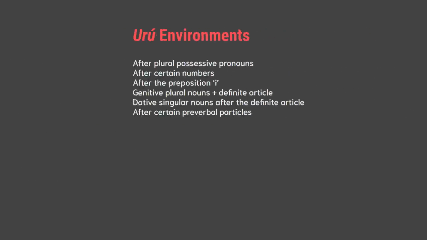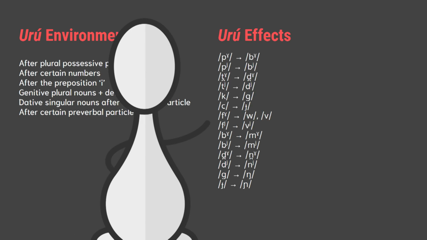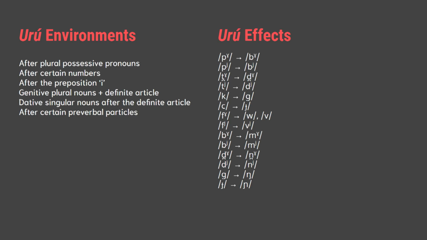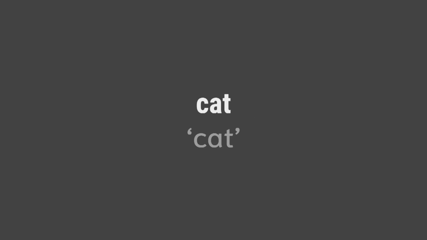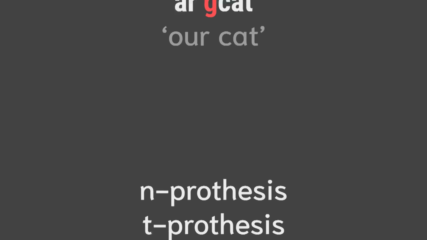The urú works the same way. Eclipsis occurs in these environments and has the effect of mutating these initial consonants into these, basically voicing voiceless stops and turning voiced stops into nasals. This is signalled in the orthography by placing the new consonant before the old consonant, so cat, cat, or ár gcat, our cat. And it's not only consonants that get affected, vowels too, through a thing called n-, t- or h- prothesis.